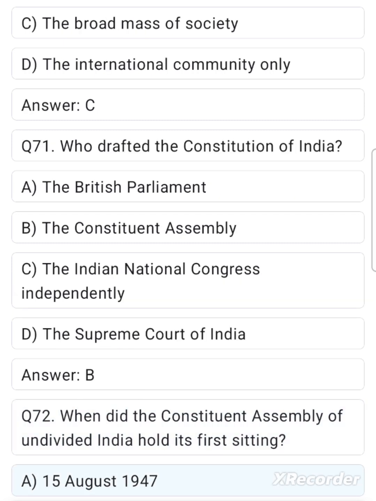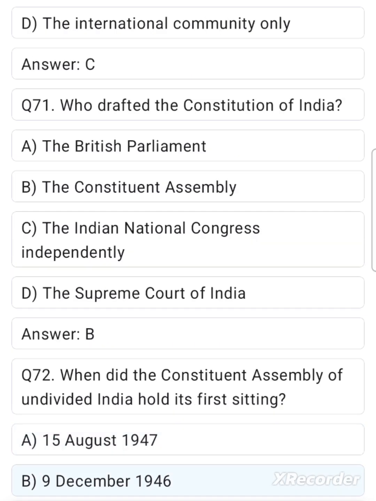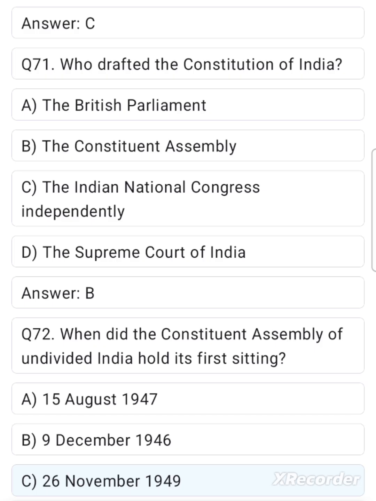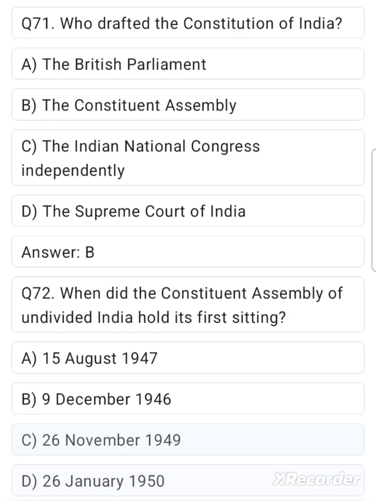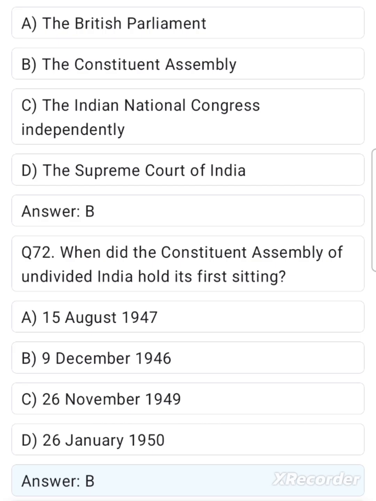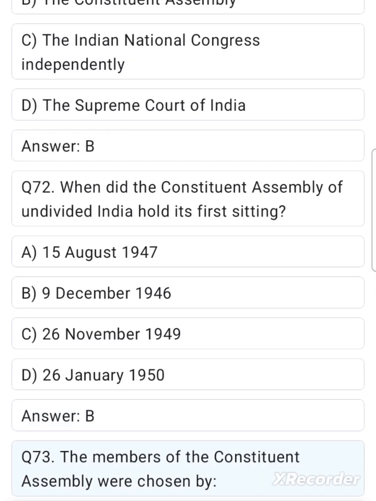A. The 15th of August 1947. B. The 9th of December 1946. C. The 26th of November 1949. D. The 26th of January 1950. Answer. B. Q73. The members of the Constituent Assembly were chosen by A.